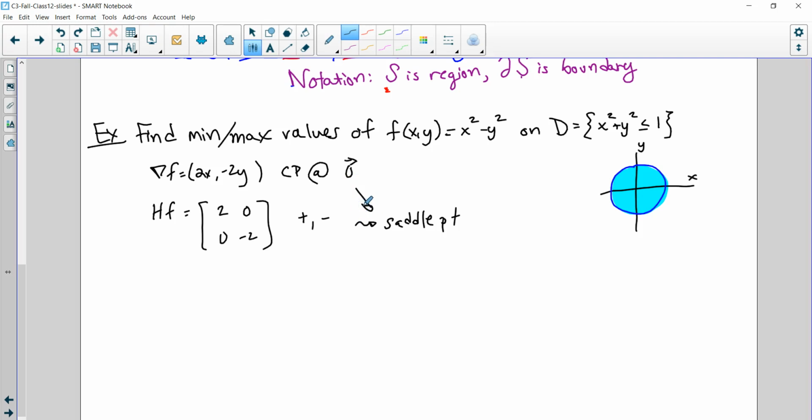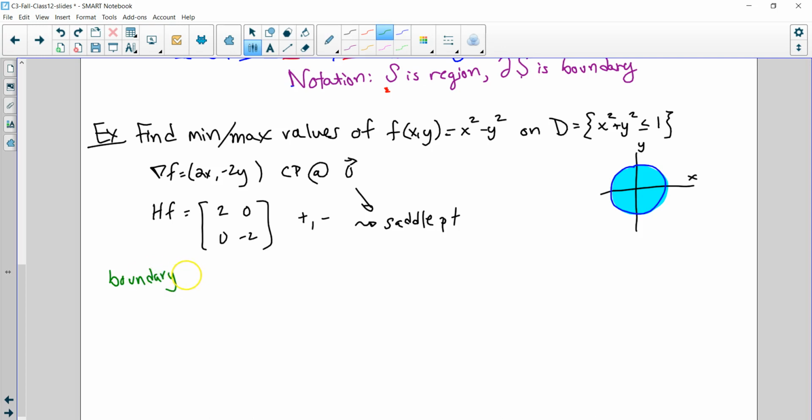So we're restricting this surface to be within this sector of the xy plane, and so we need to look at that boundary, right? So let's look at the boundary.